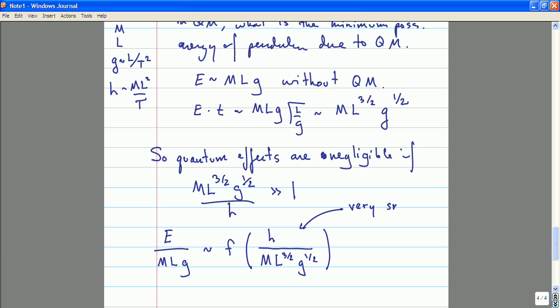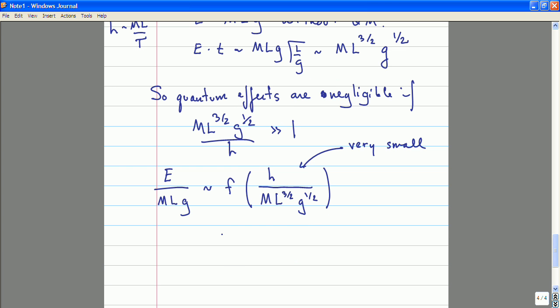And so again, we can Taylor expand. And what is it? Well, it'll be some number f0 plus f1 times h over m L to the 3/2 g to the 1/2 plus higher and higher order corrections in a Taylor series expansion in that dimensionless parameter, where we expect that f0, f1, and so forth are all of order 1.